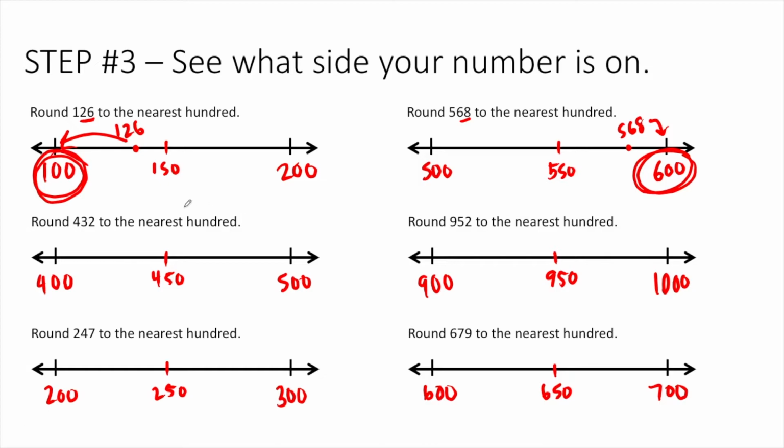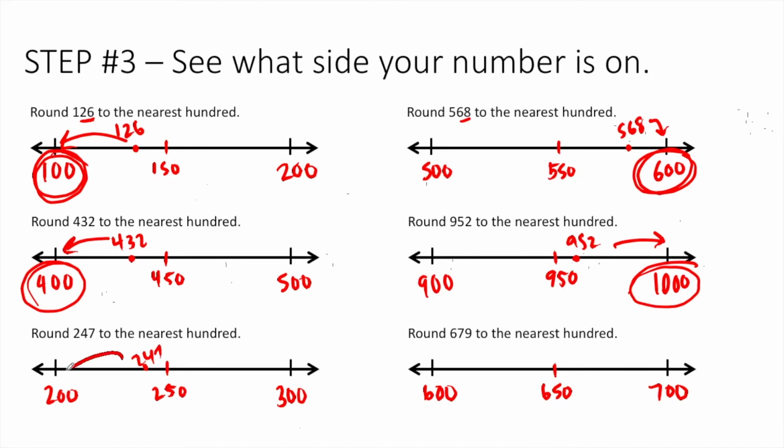You do the next one. Think about 432. Which side is it on? And so which number is it closest to? 432 is less than 450, so it rounds down. 952 is greater than 950, so it rounds up. And we can just keep going like that. The key is really to make sure we have the right end marks and the right benchmark.